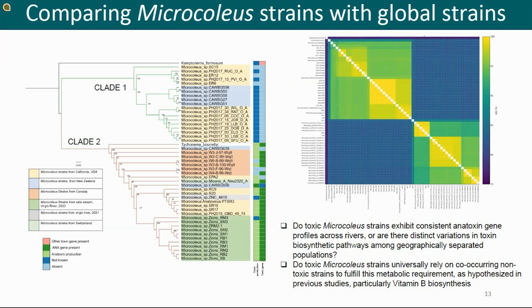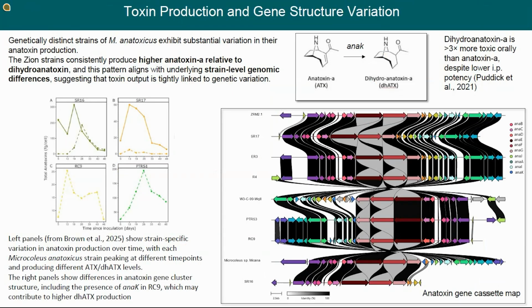So now the two questions arise. These species belong to Microcoleus anatoxicus, but how different are they in terms of producing toxins? Do they produce the same kind of toxins? And is their metabolic capacity the same, or do they differ from region to region? To answer these two questions, and the biggest question, do these species produce the same kind of toxins, the answer is no. They produce different kinds of anatoxins. So majorly they produce two kinds of toxins, anatoxin A and dihydroanatoxin A.